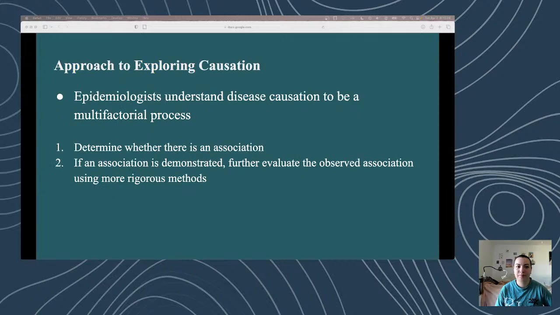And how would we explore that? Epidemiologists understand disease causation to be a multifactorial process. That means that there are a lot of different things that go into it. Our steps to exploring causation are: one, to determine whether there is an association, which you learned how to do last week. And then, if an association is demonstrated, to further evaluate the observed association using more rigorous methods. We'll talk about some of the more rigorous, quote-unquote rigorous, study designs in our next unit. But we have to go over this and kind of why we do those, what warrants the use of those study designs today.